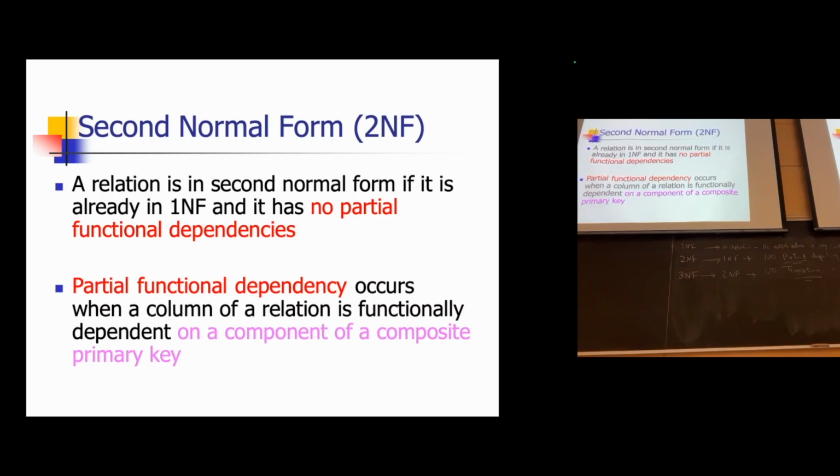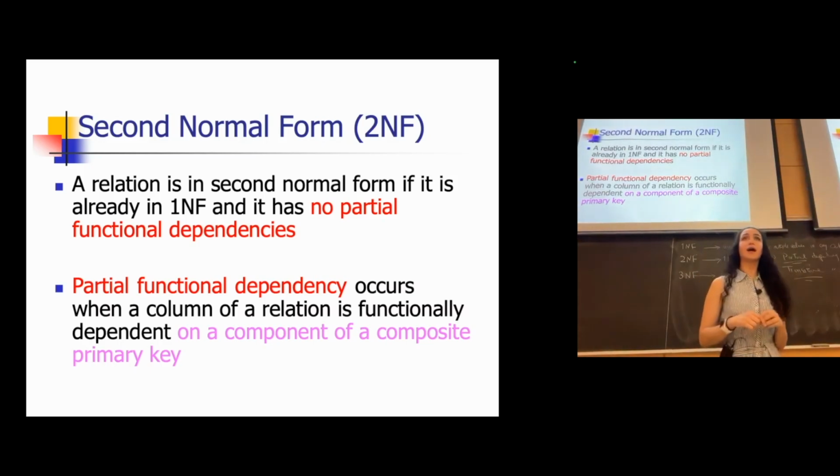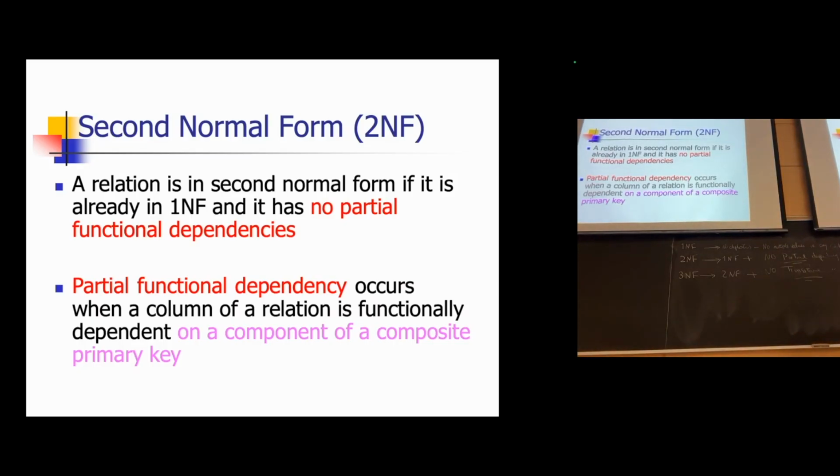So for example, let's say you have a table enrollment. Enrollment has a composite primary key, right? What is the primary key of enrollment? A student ID, course ID, right? So we have something like this: student ID, course ID, and grade. This is one example. Let's say we also have a student name here.